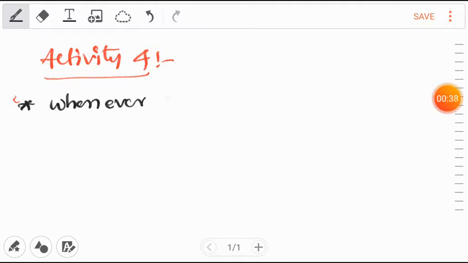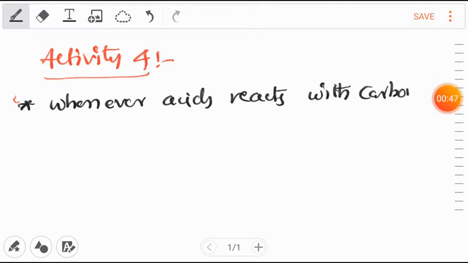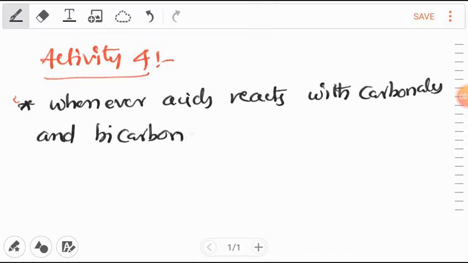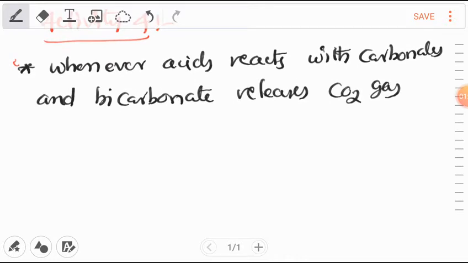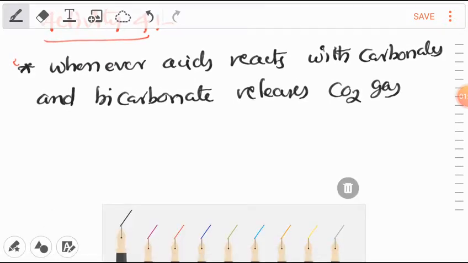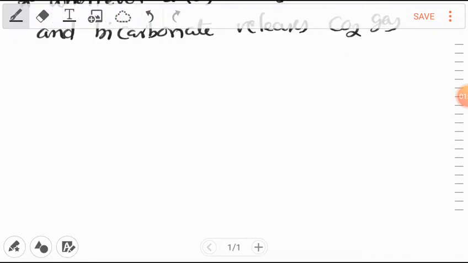Whenever acids react with carbonates and bicarbonates, they release CO2 gas. So we'll see one of the experiments and you can understand easily.